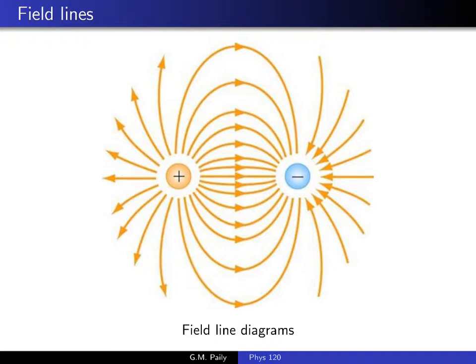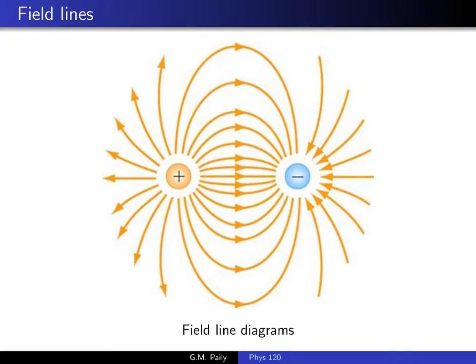Here's an example of the electric field line diagram of a dipole. That is, one positive charge and one negative charge of equal magnitude. Again, we see the field lines go out of the positive charge and head into the negative charge. We have seen how to get the direction information from the field line diagram. We just need to take the tangent to the line. But what about the strength?